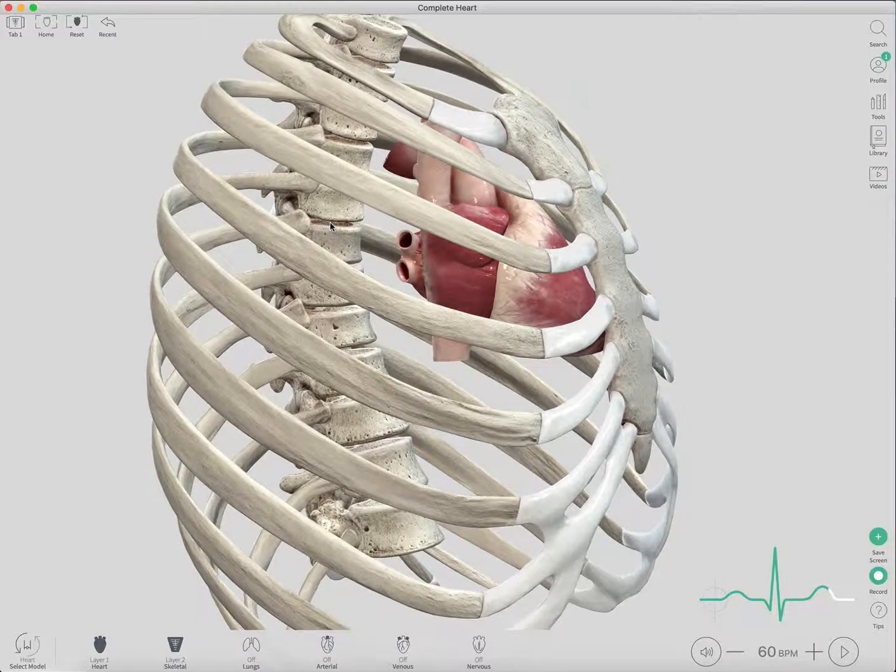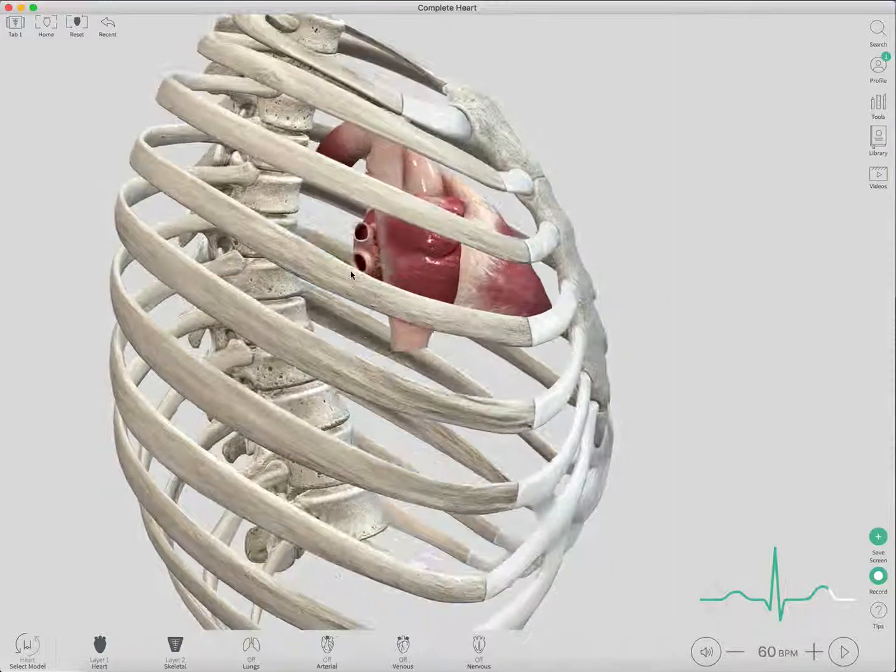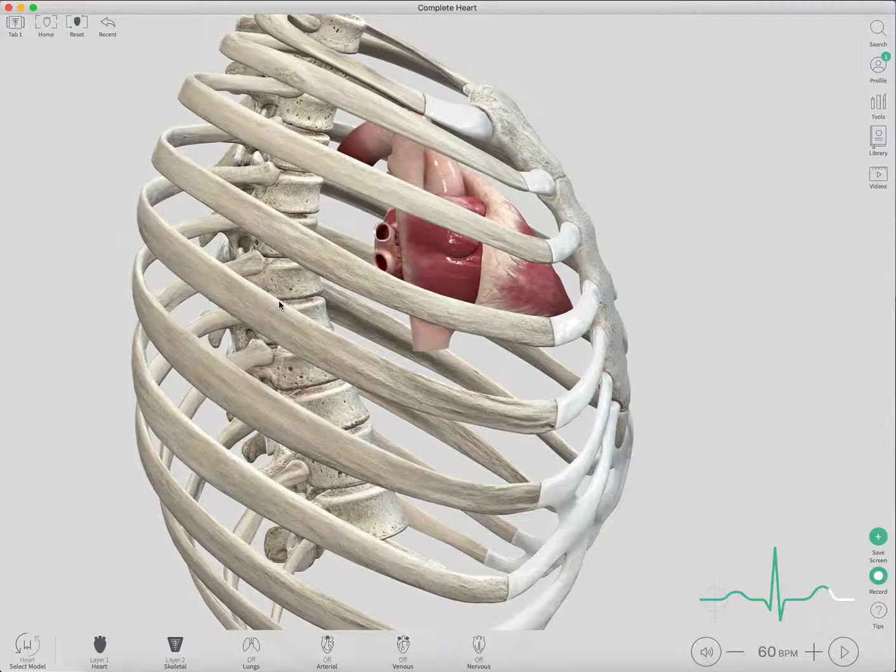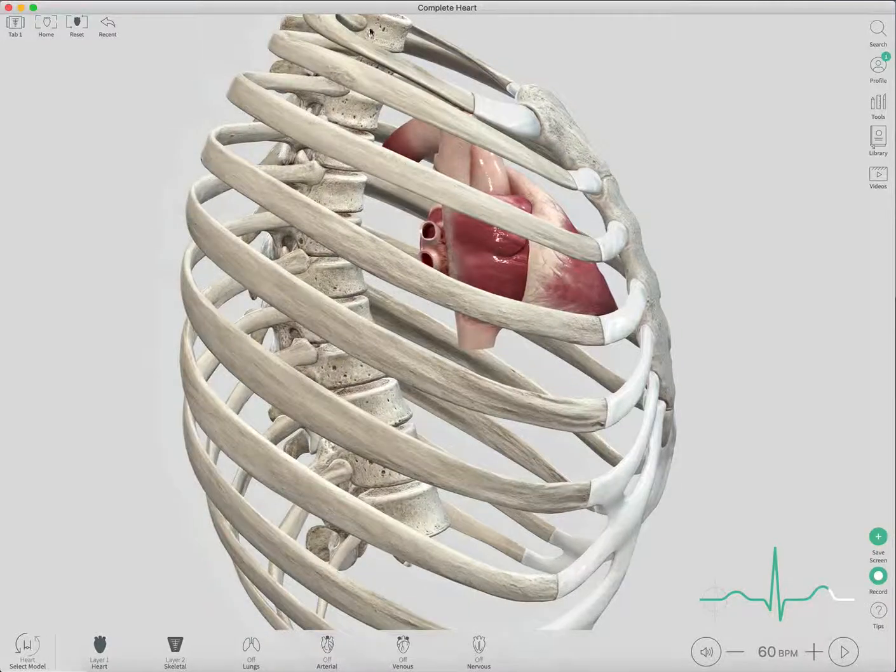The most inferior point of the heart is aligned with the cartilage between the 8th and the 9th vertebral disc. So if we were to count down, 1, 2, 3, 4, 5, 6, 7, 8, 9. That is roughly where the heart ends. And it is aligned roughly with the cartilage between the 8th and the 9th vertebral discs.